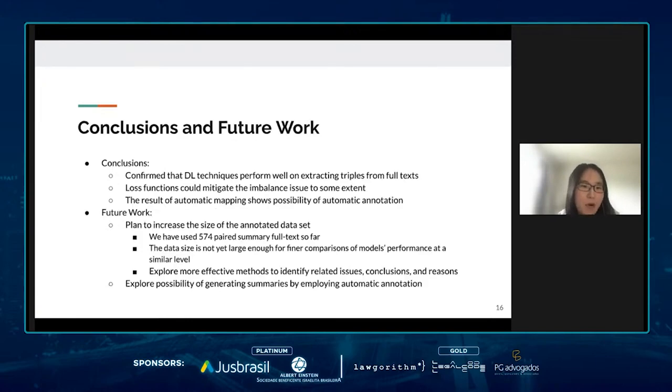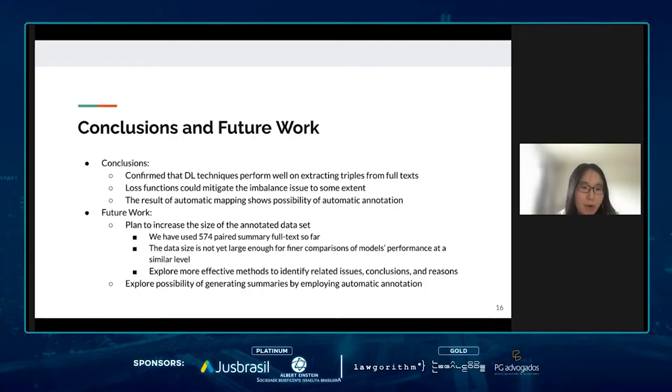For conclusion, we confirmed that the deep learning model performed pretty well on extracting the IRC triples from the full text. And the loss function could mitigate the imbalance issue of our data set to some extent. The results of the automatic mapping shows the possibility for the automatic annotation in the full text.